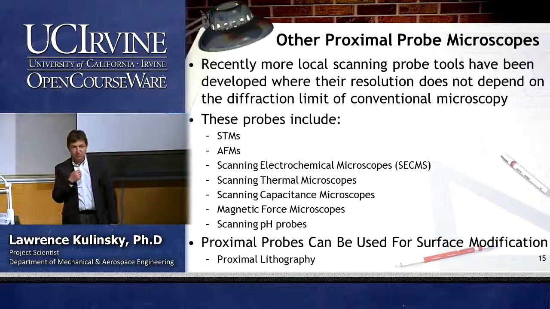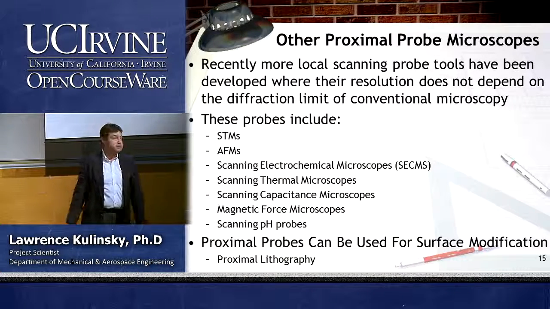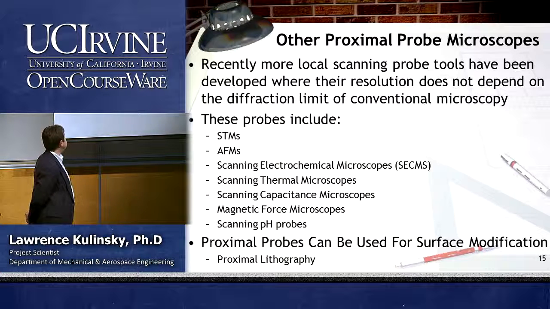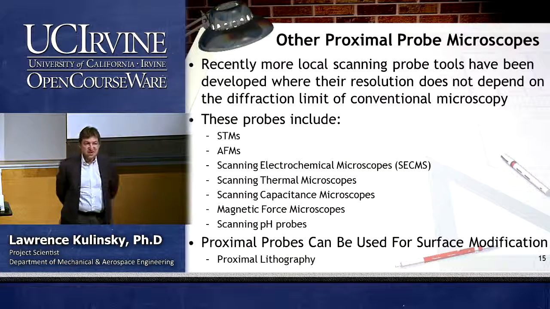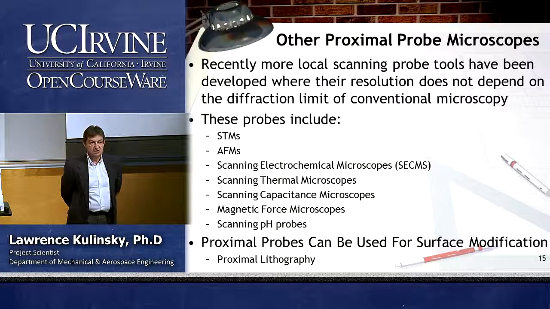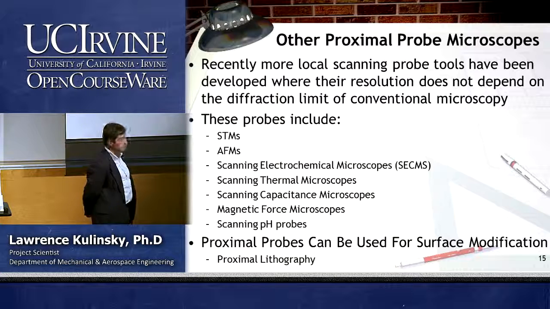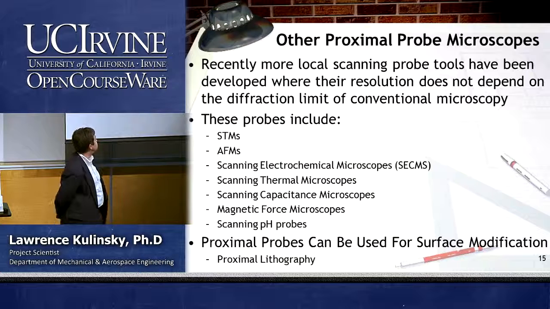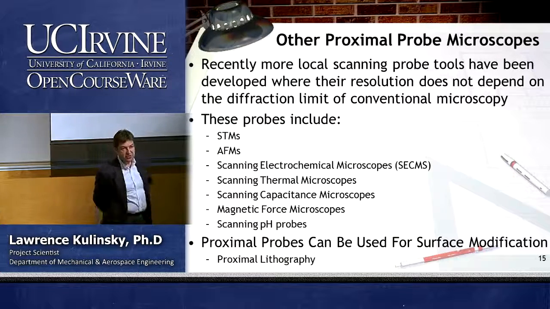So AFM was just the first in the whole series of scan and probe techniques. So more tools have been invented. So the first STM, then AFM, now electrochemical microscope, where you actually study electrochemical properties of the surface, thermal properties of the surface. You can use capacitance between the probe tip and the surface. It's actually capacitance microscope, magnetic force microscope, and pH probes.